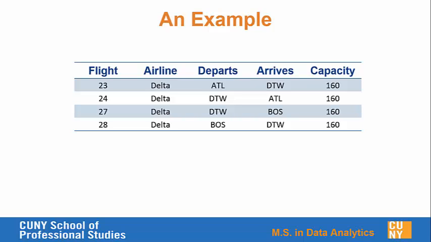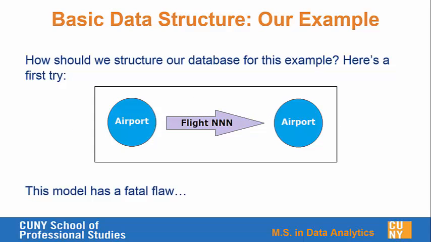So suppose you wish to use a graph database to model flight data across the United States. Here are 4 observations from a potential data set, where we have the flight number and airline, the departure airport, the arrival airport, and the capacity of the flight in terms of passengers. So what we need to do is figure out how do we model this with nodes and edges so that we have an efficient database in Neo4j. Here's a common first try.